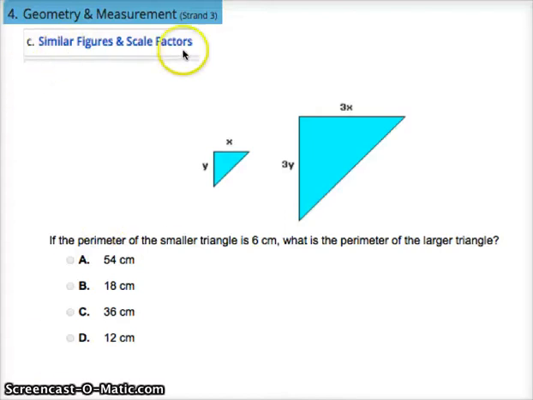Similar figures and scale factors. For these examples, you'll be given a shape, and you can see x turns into 3x, so it's 3 times the length, and y is also 3 times the length. So if the perimeter of the smaller triangle is 6, so the distance around the shape is 6, what's the perimeter of the larger triangle?